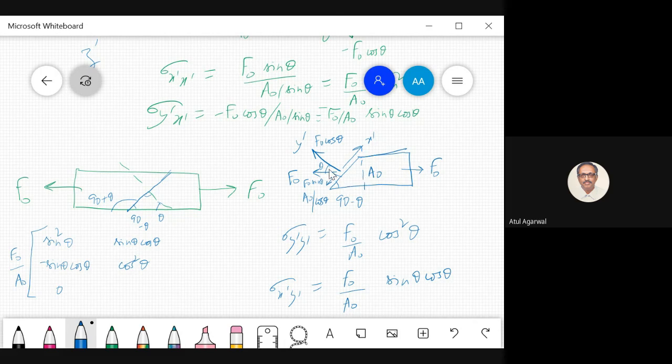The force component is negative, you see. But the area normal is positive. The force component is negative. So you have to call it a negative stress.